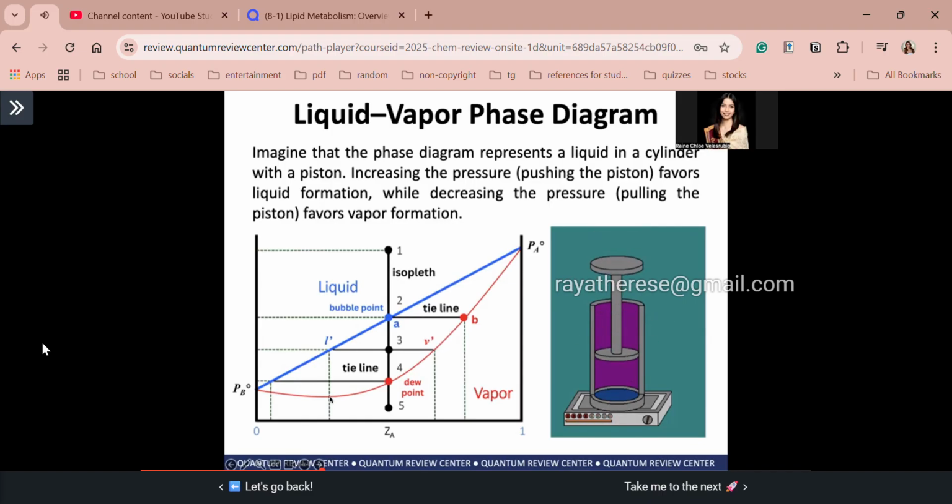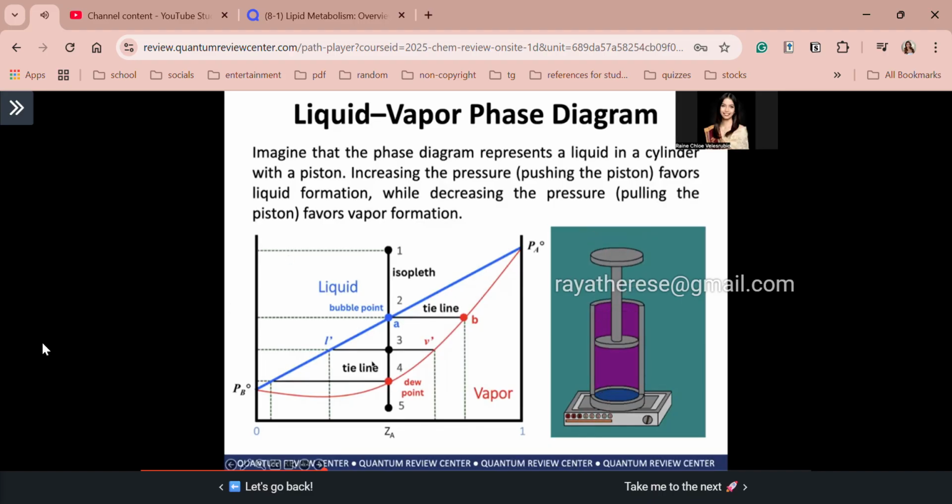So if you increase the pressure, okay, if you push the piston, it favors liquid formation. While decreasing the pressure, guys, and this is by pulling the piston, it favors vapor formation. Okay? Diba? Lower pressure, it favors vapor formation, diba? Because the molecules are far apart. While increasing the pressure, diba? The molecules will be held closer together. That's why it favors the formation of a liquid.